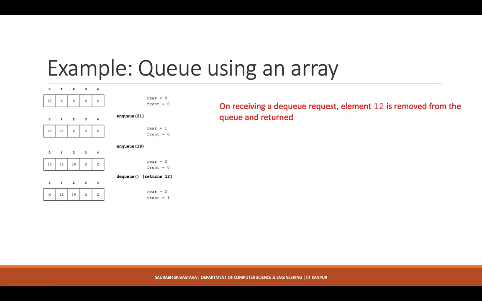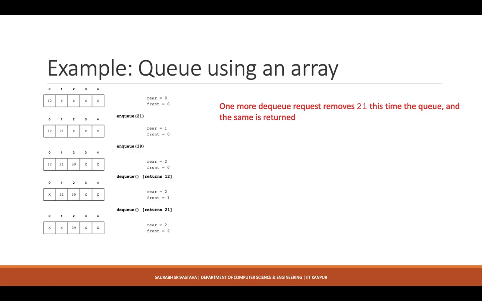Now, if I get a request to dequeue something, then basically what happens is that this element, the element 12, is going to be deleted. Now, this is where you can see that if it was a pop operation, I would have removed 39 instead of 12. But in a queue, I take out elements from the other end. So here it is 12 that is returned, and the front now goes ahead and points to index 1. If I receive another dequeue request, again it is the front, and I'm going to remove another element from the front.